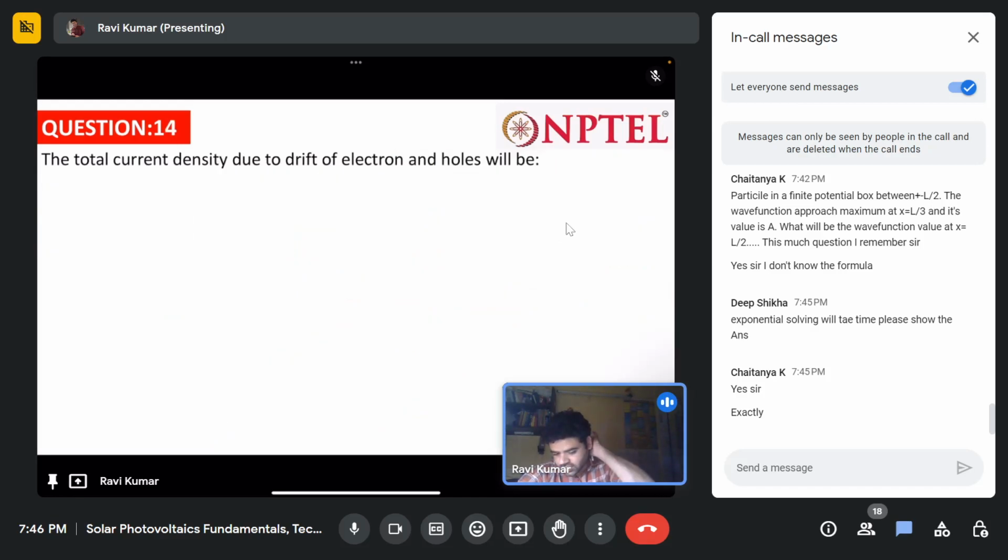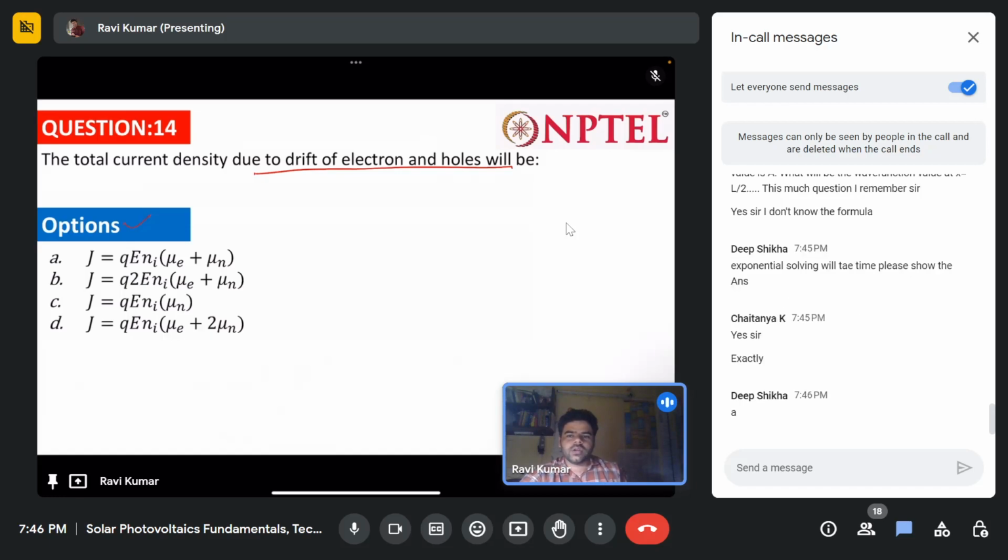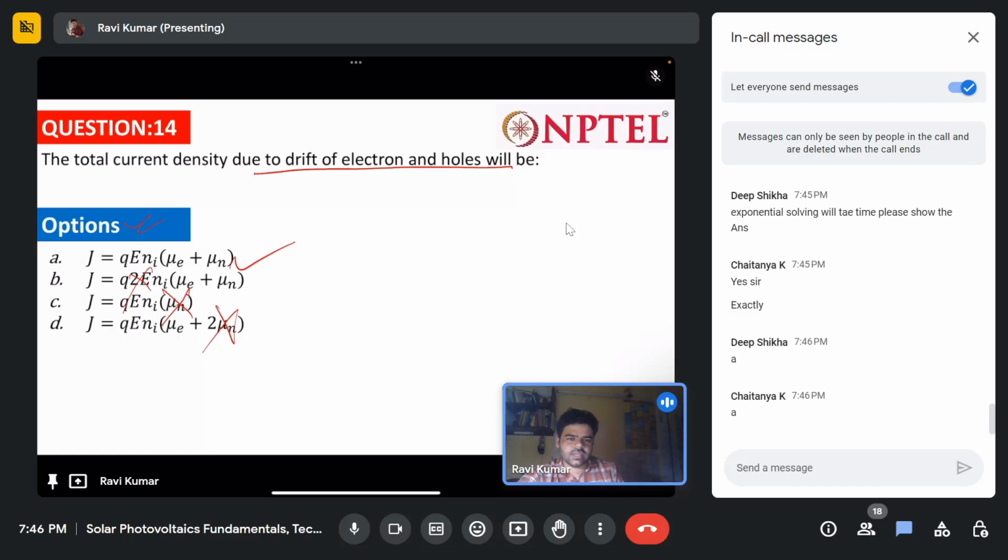So next question, it says the total current density due to drift current and hole will be. Give me the answer in 1 second. This is not a question, this is just to identify the formula. The total current density A. Yes, Deepsika, because 2 can't be there, without electron it is not right, and 2 here can't be there. Okay, A. Okay, Chaitanya, Deepsika, you are right, it's A.